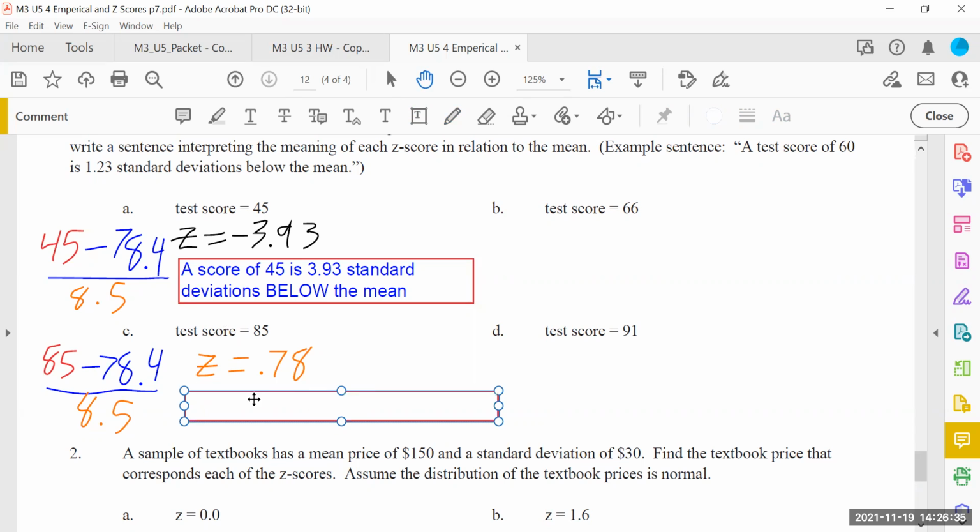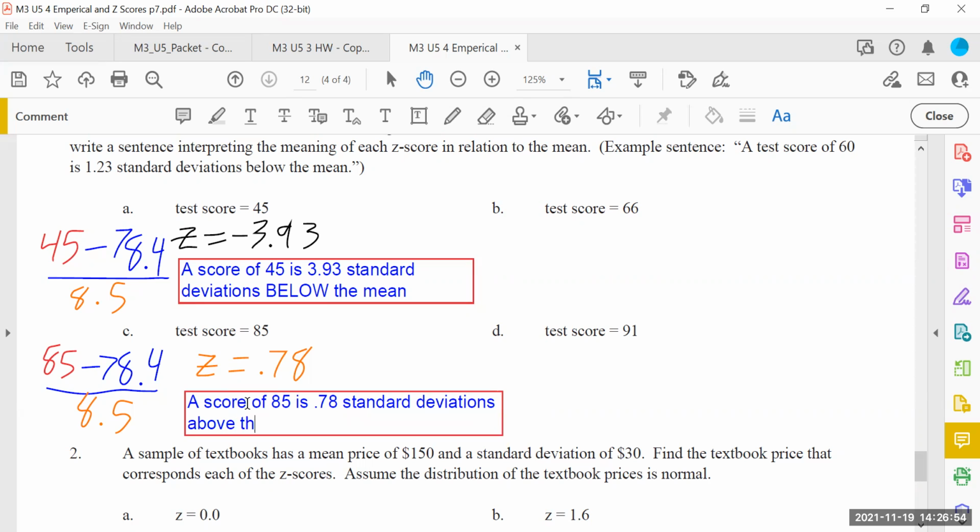Oh, careful. Above. A score of 85 is 0.78 standard deviations above the mean. Let's keep going. Why is it above? Because it's positive. If it's positive, it's above. If it's negative, it's below.